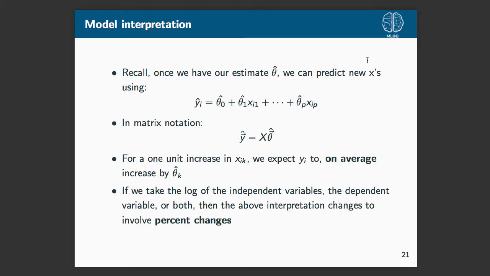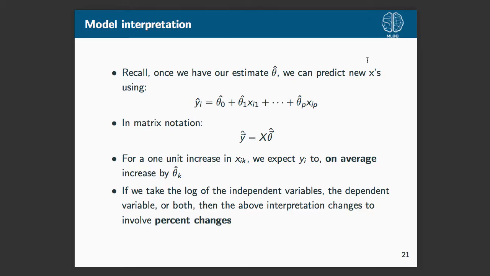You have to know how to interpret your models. And so this is also something you should memorize along with the closed form estimate. For a 1 unit increase in the kth predictor variable for the ith sample, we expect yi on average to increase by theta hat k. So sometimes yi will increase by more, sometimes yi will increase by less, but on average, we should expect it to increase by theta hat k. On average, that's super important.